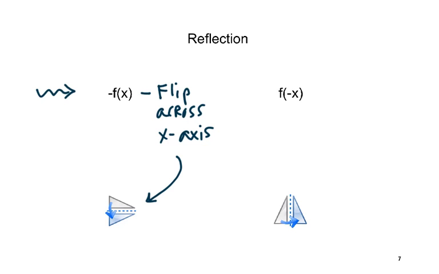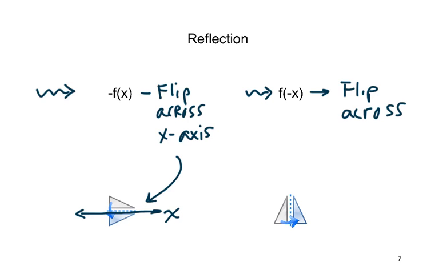And from geometry, you might look something like this, where here's our x-axis right here, and we're flipping a shape across the x-axis. For notation for flipping across the y-axis, we would use f of negative x. And again, it would look something like this, where we're flipping this shape across the y-axis. But we're going to be flipping a function over the x-axis and y-axis with our reflections.